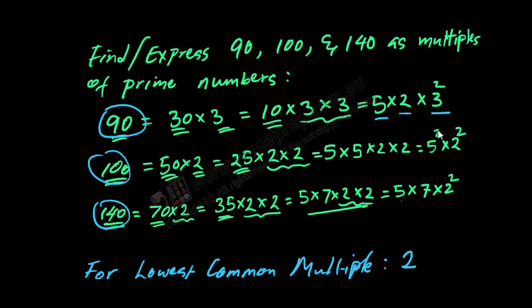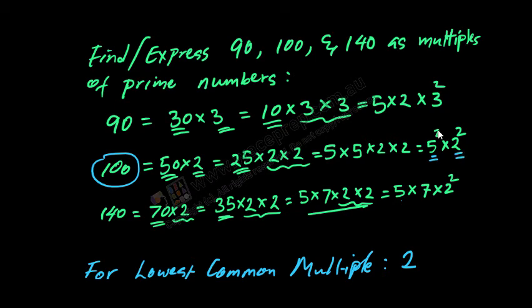Now for the second one, which is 100, let's get rid of some of these markers. So for 100, we had 5 squared and we had 2 squared. And for 140, we had 5, we had 7 and 2 squared. So what we need to do is we need to see what's the common number of each type of numbers.